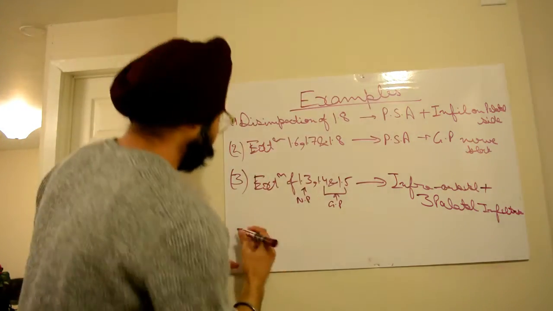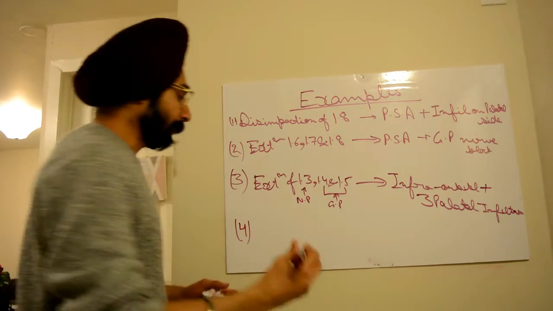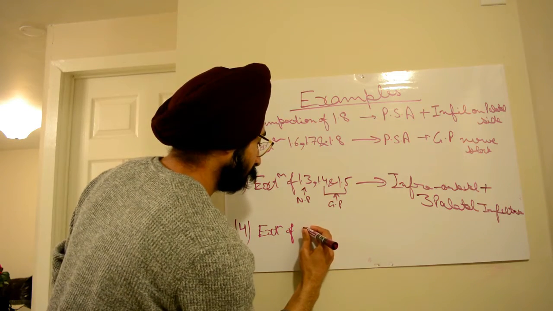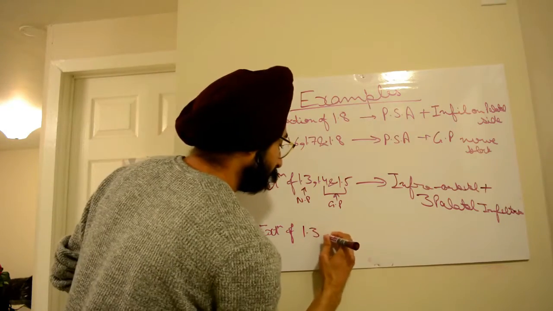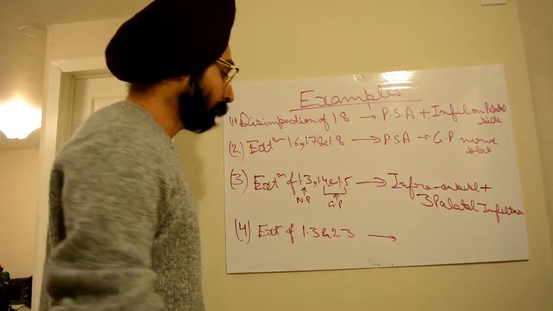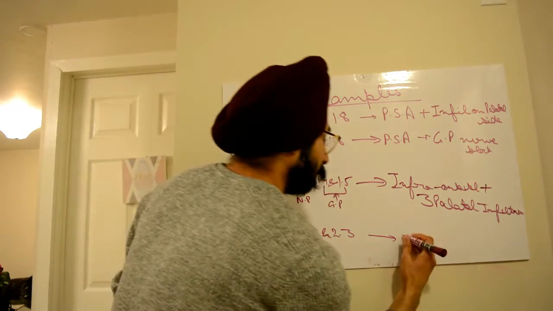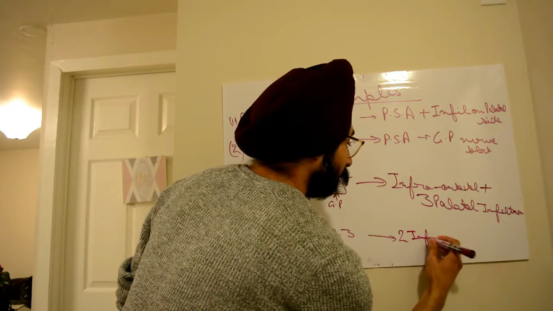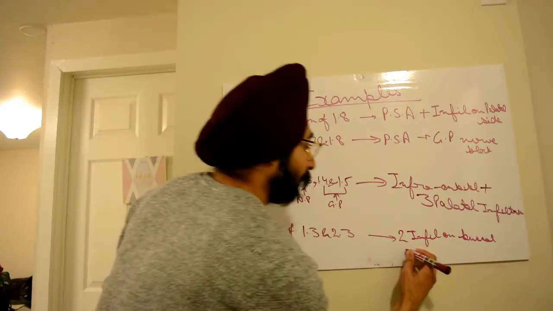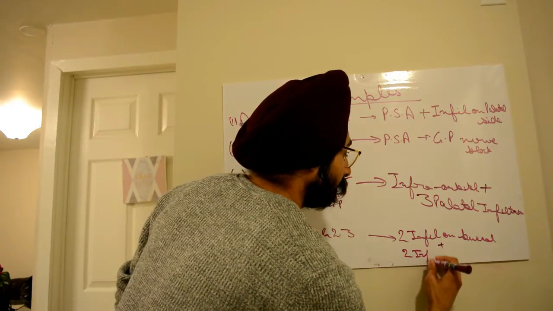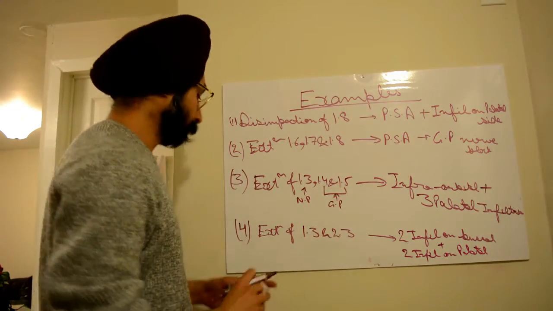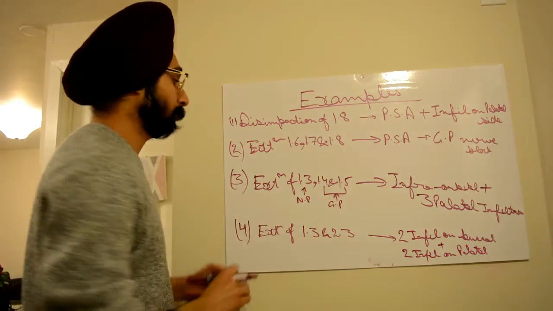Let's go with another example. Let's say extraction of 1-3 and 2-3. Since these are from different quadrants, we will give 2 infiltrations on buccal, 1 for each, plus 2 infiltrations on palatal, 1 for each.